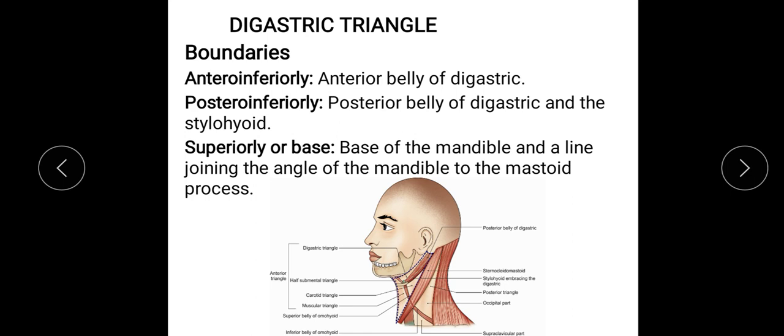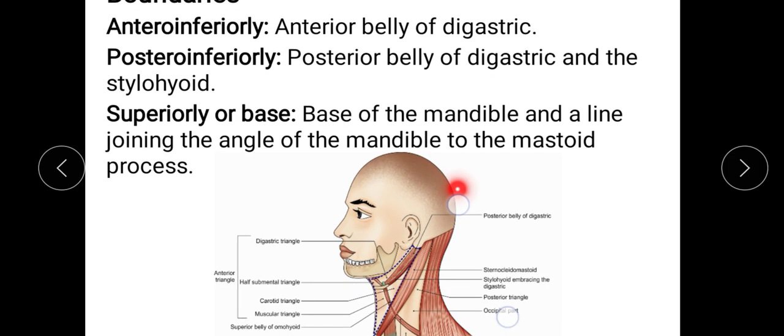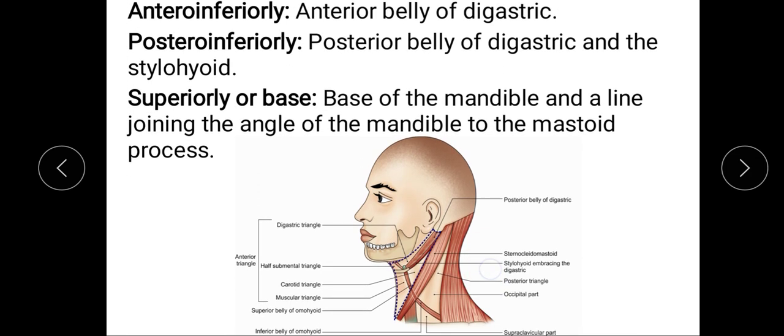Then the digastric triangle. It may be asked as a short note. Make the habit to draw the diagrams. In anatomy, the diagrams are very important. Then the boundaries of digastric triangle. This one is the digastric triangle. Antero-inferiorly, it is formed by anterior belly of digastric muscle. This small muscle is the anterior belly of digastric muscle that forms the antero-inferior boundary of the digastric triangle.